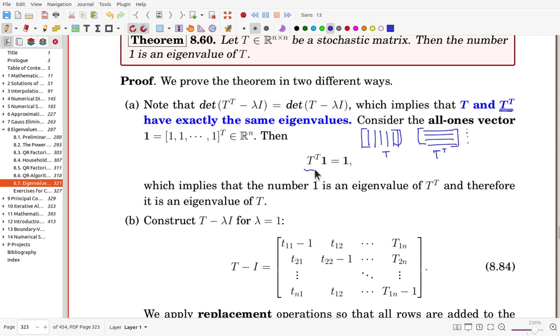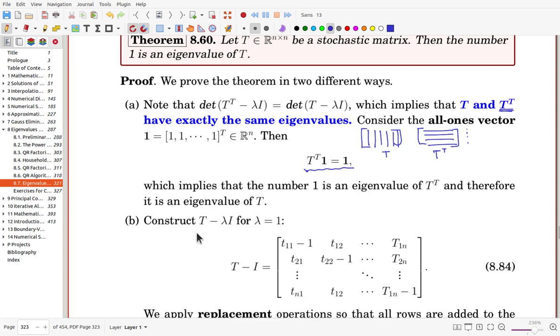Okay, so this equation is true. That means T transpose has the eigenvalue 1. So 1 is an eigenvalue of T transpose. That means the number 1 is also an eigenvalue of T. So we proved it. Now go to the second method.